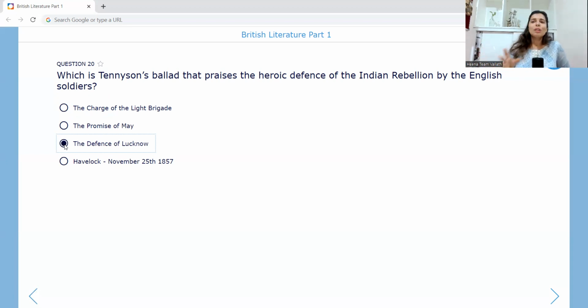Now, let me tell you, the siege of Lucknow is an important historical event which took place in the year 1857. Okay. Now, here, Tennyson, the Victorian poet, in his ballad, spoke of the struggle between the British East India Company and the Indian soldiers. Okay. And his ballad, The Defense of Lucknow, talks about this, in which he is praising the heroic defense by the English soldiers. Right? And we are done here.